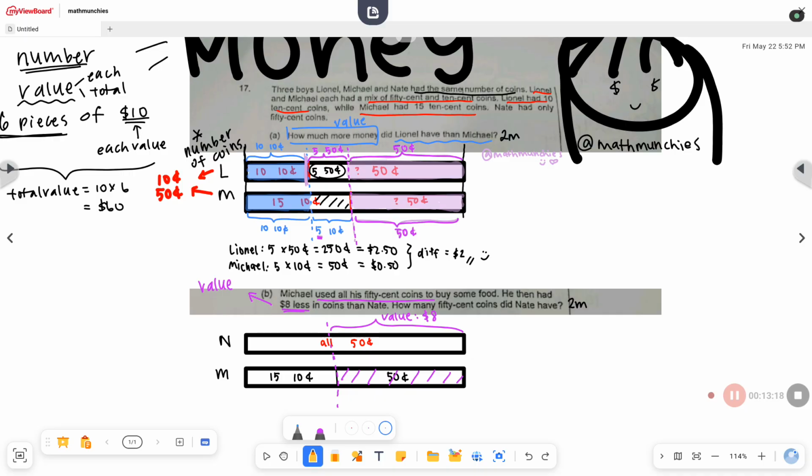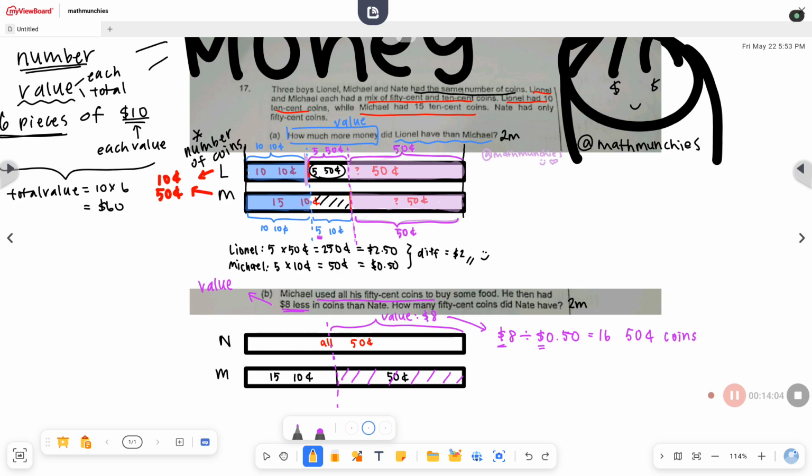So if here the value is $8, do you think he'll find the number of 50-cent coins? How? $8 divided by 0.5. Why 0.5? Because in money, if I use it in dollars, here also has to be in dollars. Yes. So $8 divided by 0.5, how much do you get? And this is a calculator question. So you can just use your calculator. How much do you get? So this is 16. How many? 50 cents or 10 cents? 50-cent coins, right?